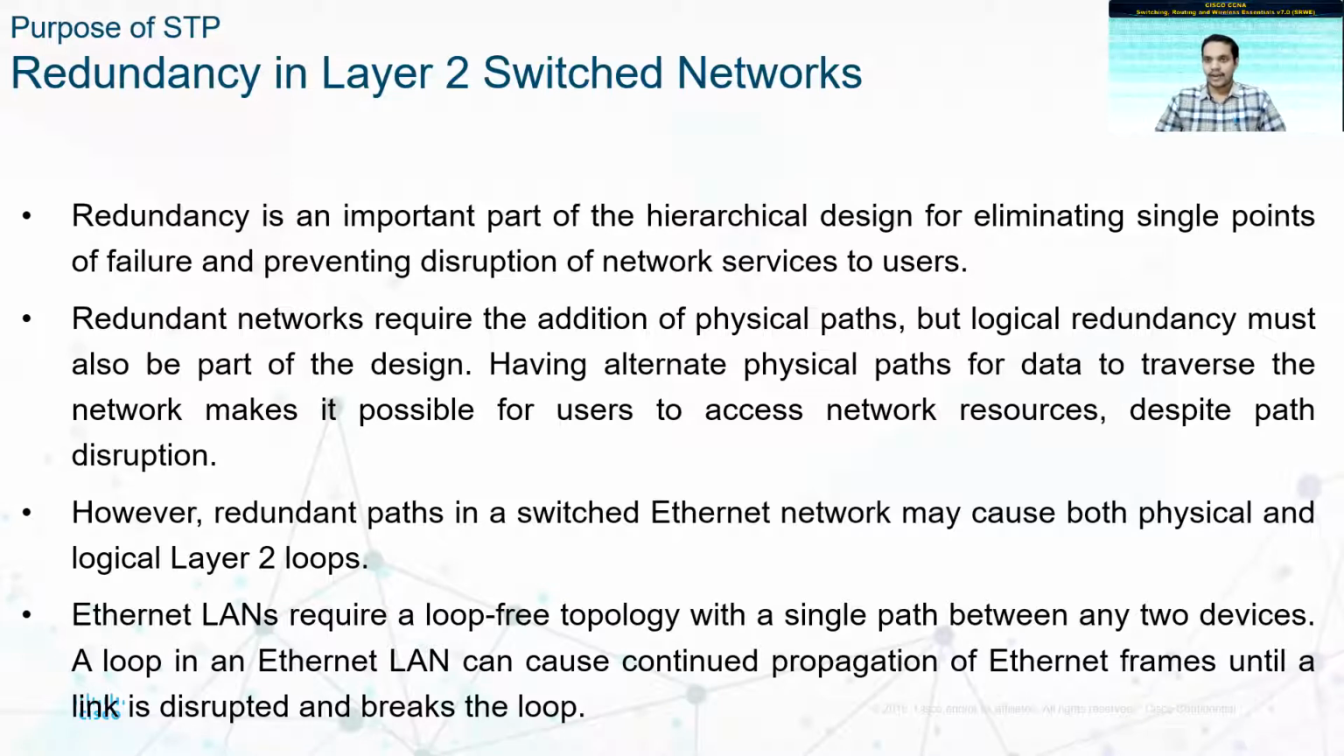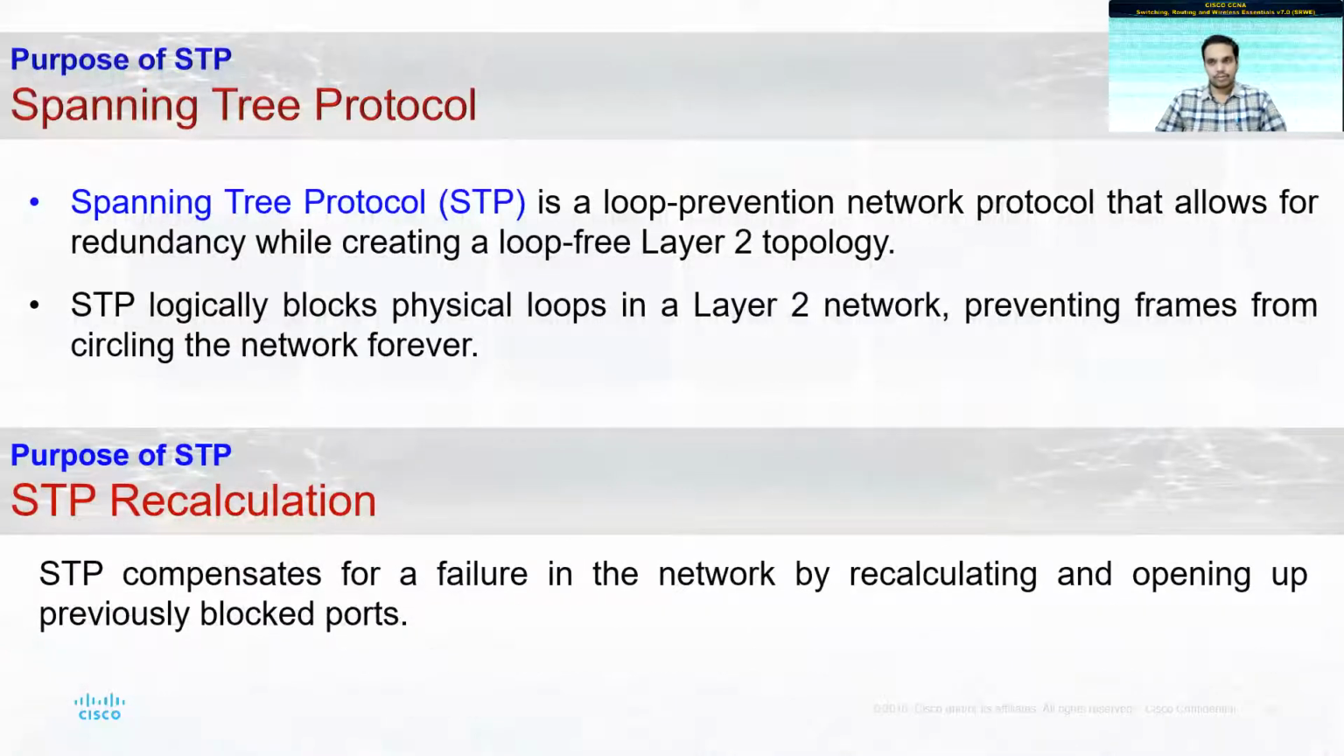Now, for the network to function properly, Ethernet LANs require a loop-free topology with a single path between any two devices. A loop in an Ethernet LAN can cause continued propagation of Ethernet frames until a link is disrupted and breaks the loop. Now, for this specific reason, STP was developed. So, spanning tree protocol, usually called STP, is a loop prevention network protocol that allows for redundancy while creating a loop-free layer 2 topology.